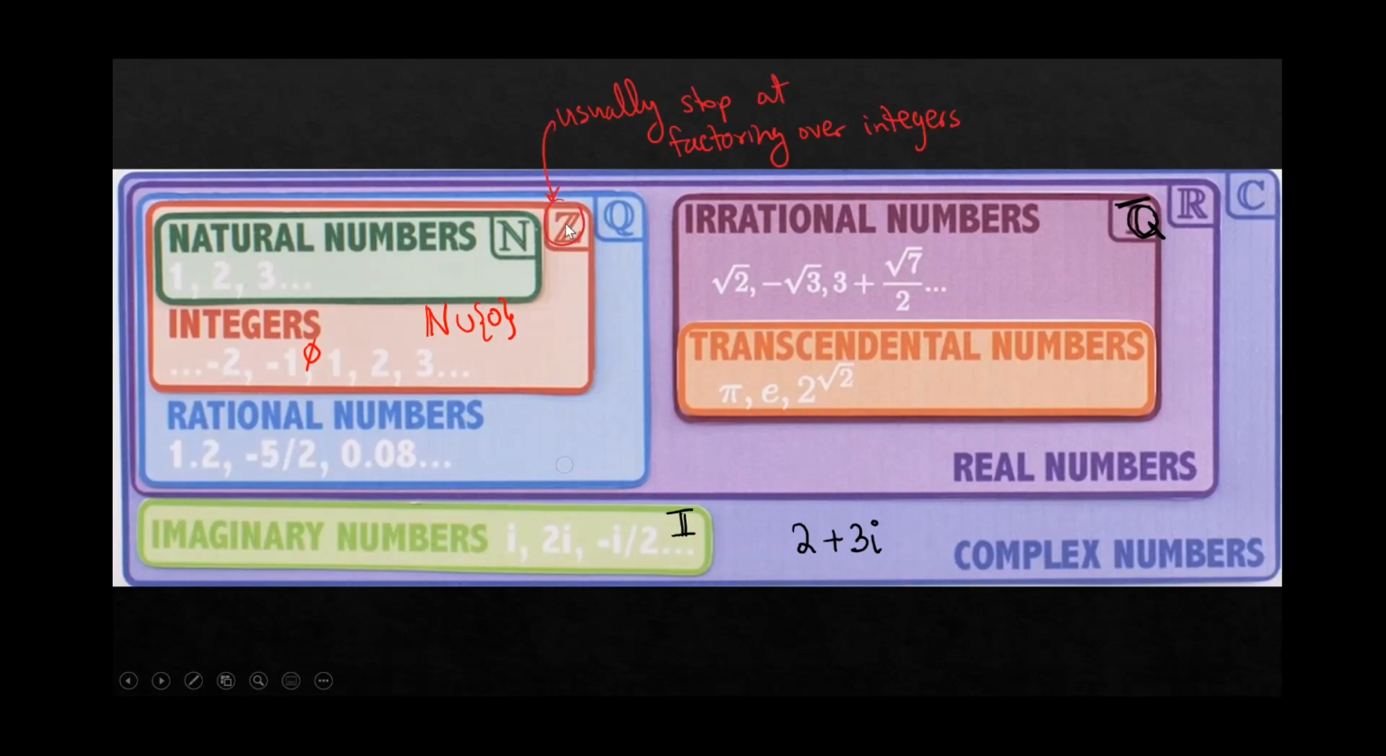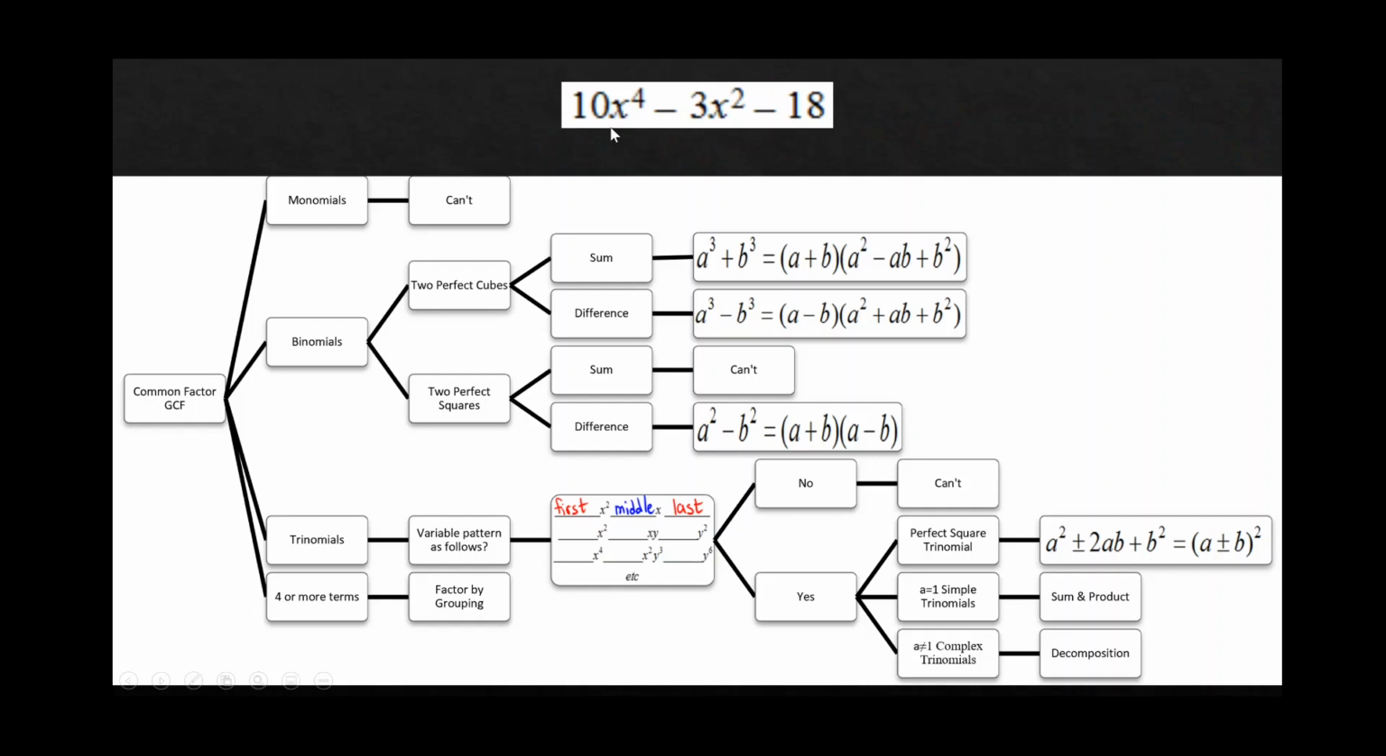So usually in grade 10, you will stop at factoring over integers. You do not have to go into irrational or imaginary numbers, but just keep in mind that you can factor over real numbers or complex numbers, meaning you could use roots or even negatives under the root. So let me demonstrate with this example.